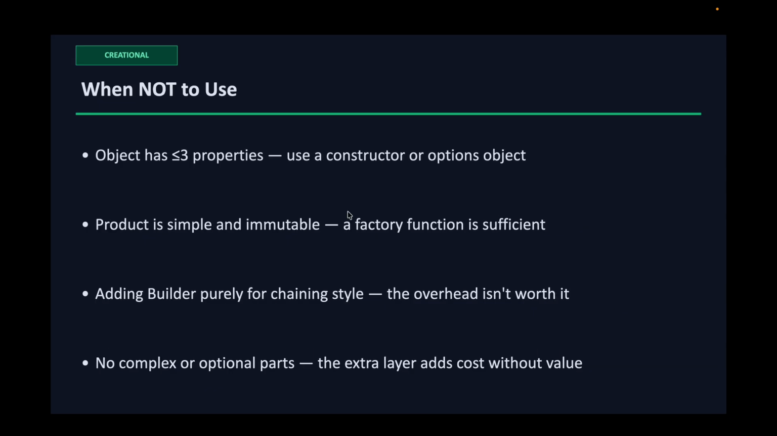We want to not use the builder pattern if we have an object that has less than 3 properties. If an object is very simple, we can just use a constructor or an options object. It's the most straightforward way that we can build those objects or classes. If the product is also simple and immutable, then this pattern might be even more overhead or more complicated than we want. We could just use a factory function. It will be easier to write and easier to read.